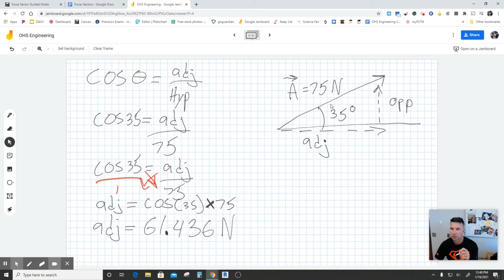Okay, same picture. And now let's do cosine to solve for the adjacent side. Same thing, just different equation. We're going to fill in what we know. We're going to cross multiply, and we should end up with 61.436. Notice my math is from left to right, top down, nice and neat. I can see my answer. I can see my work. Expect yours to be the same.